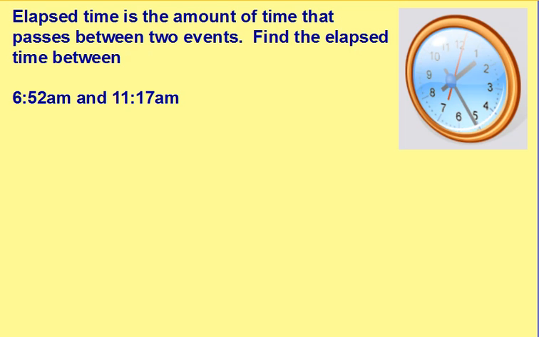Elapsed time is the amount of time that passes between two events. Find the elapsed time between 6:52 a.m. and 11:17 a.m. Notice that both of these are a.m. times. They're both in the morning. They have nothing to do with noon or midnight.